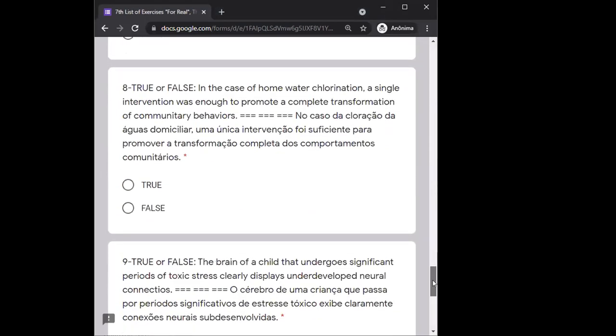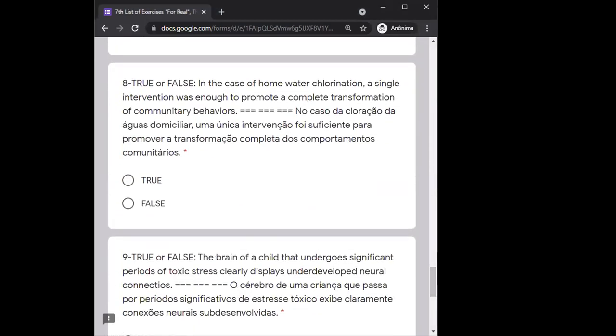Question 8, true or false? In the case of home water chlorination, a single intervention was enough to promote a complete transformation of communitary behaviors. Come on, guys, look at this.